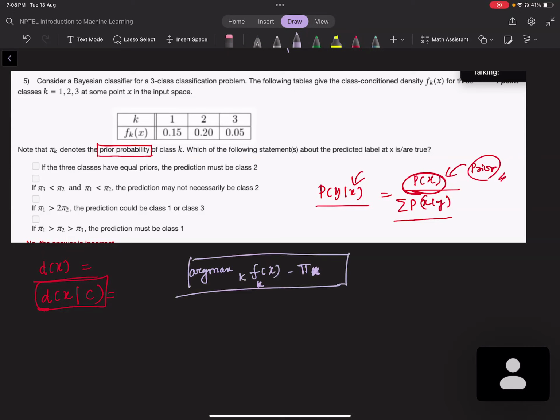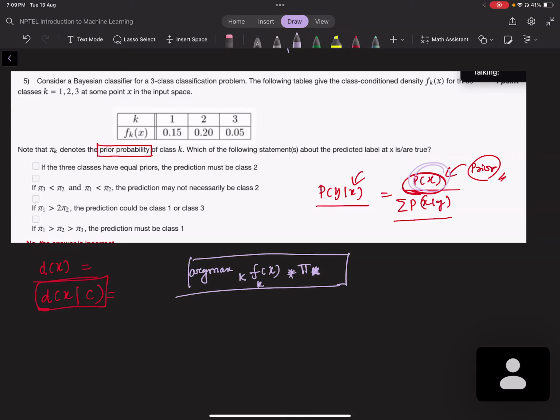That means in a Bayesian classifier, we are maximizing the prior as well as the density. So you'll get the data point which will maximize this one.